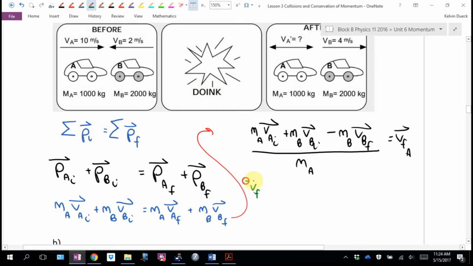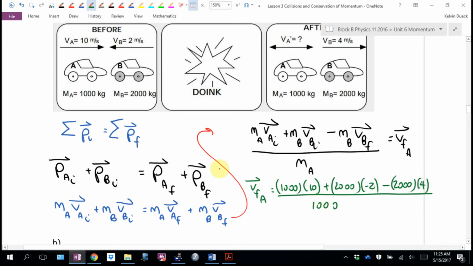So v final of object A is going to be mass A, 1,000. What was vA initial from the picture? 10 meters per second to the right. Plus mass B, 2,000. What was vB initial? Don't say 2 because it's not. Has to be. See it? Then I have a minus mass B, which is 2,000 again. What was vB final? 4? Divided by the mass of A.